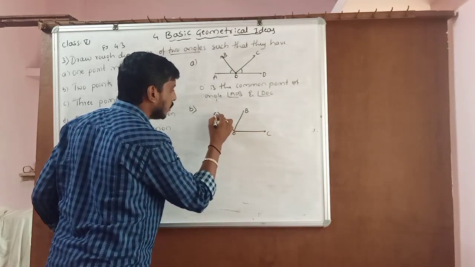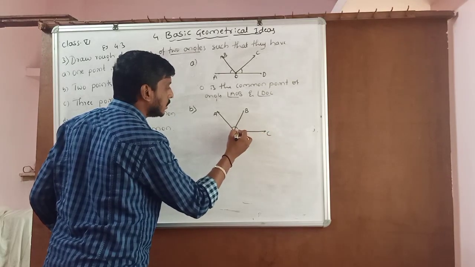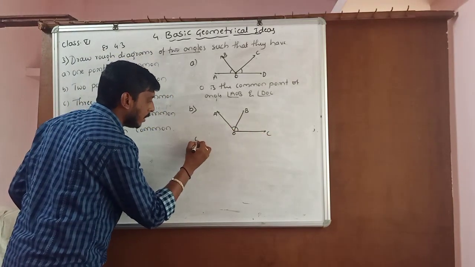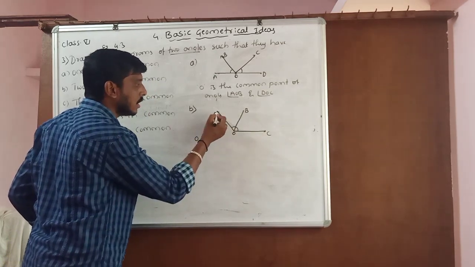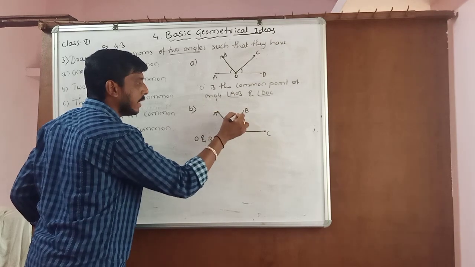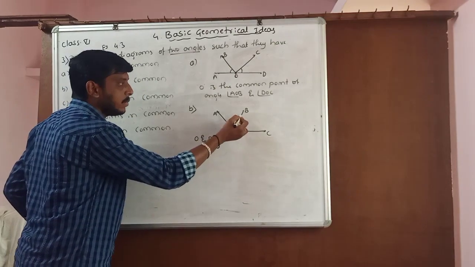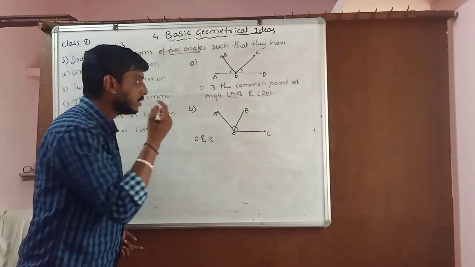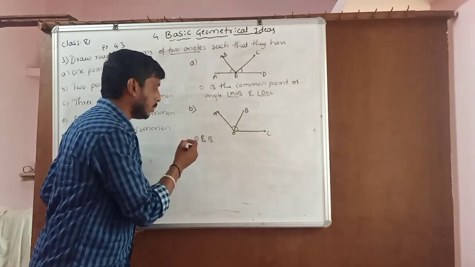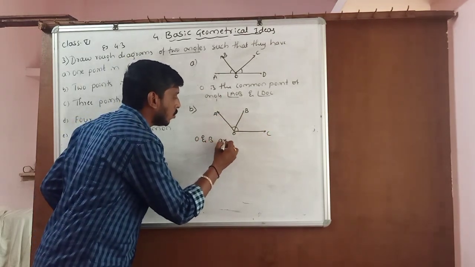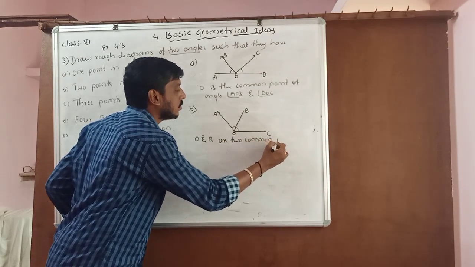So name it: angle AOB and angle BOC, or COB. See, O and B are the common points of angles AOB. Here also you will take OB, AOB, and here also you will take COB. So O and B are what? Two common points for both angles AOB and COB. So O and B are two common points.